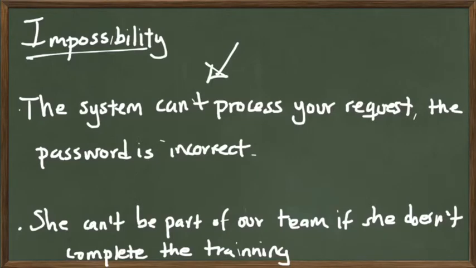Something cannot happen. And also we have, she can't be part of our team if she doesn't complete the training. Now here, it means that we need a condition so that this becomes possible, but otherwise it will not be.